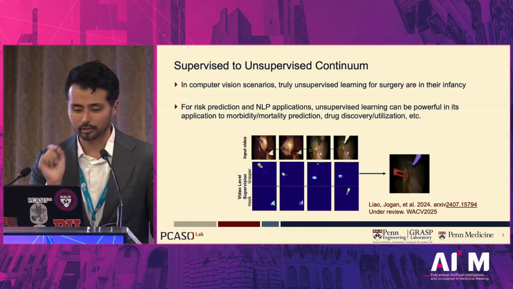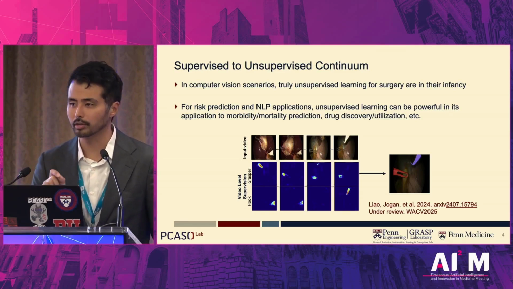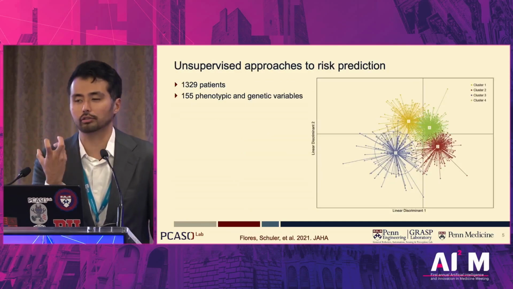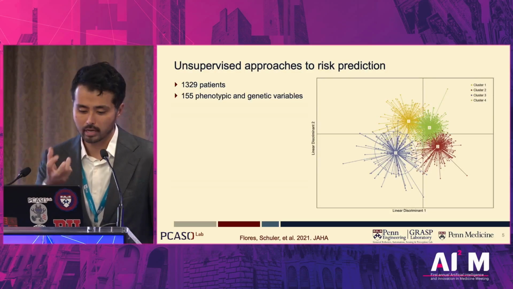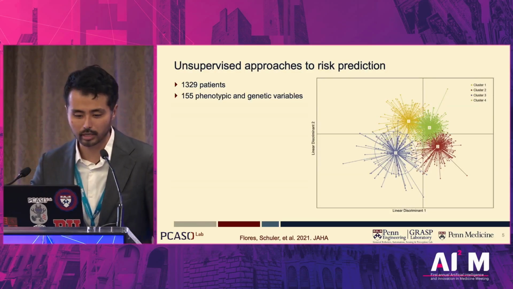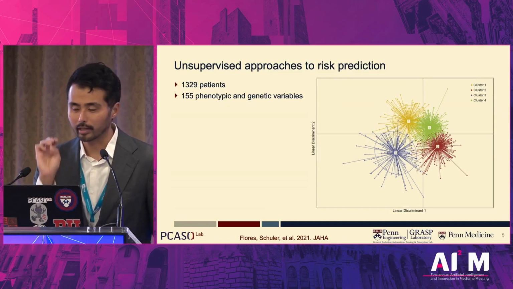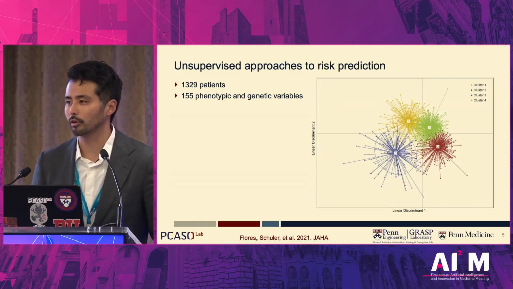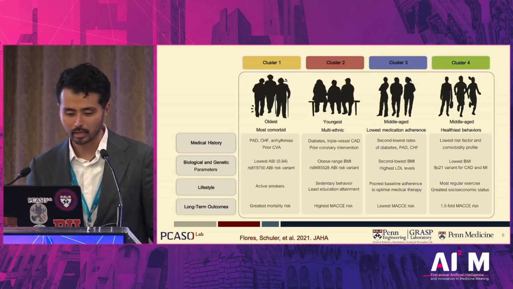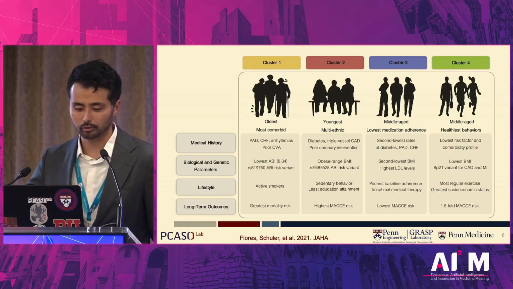Where we've seen better examples of this is in risk prediction around morbidity, mortality, drug discovery, utilization, where we see examples of how you cluster patients based on the data that you have. This is a project looking at risk factors or risk prediction around mitral valve surgery, looking at things like phenotypic and genetic variables, where without a clinician having to go in and say, hey, these are the things I want you to look for that are high risk to me as a clinician when I conceptualize this problem, they were able to use unsupervised approaches to describe 4 clusters of patients.